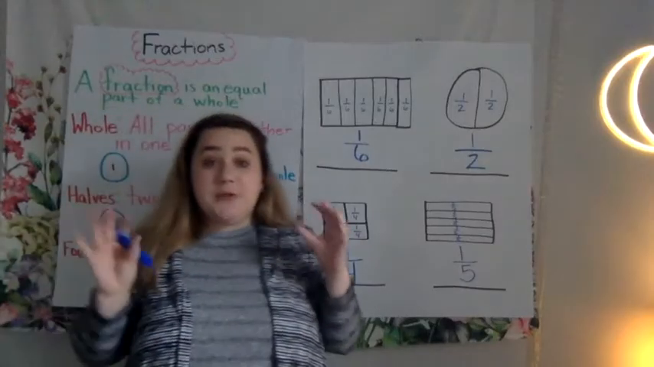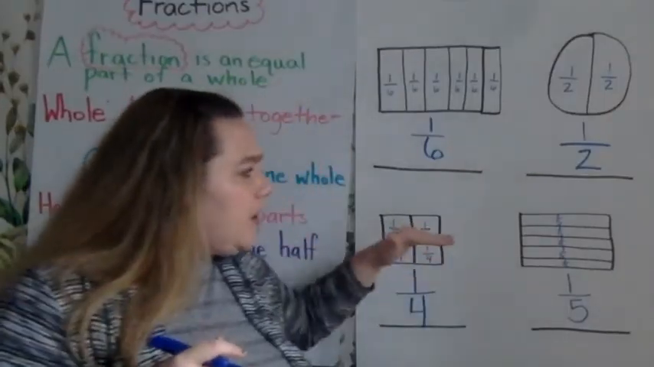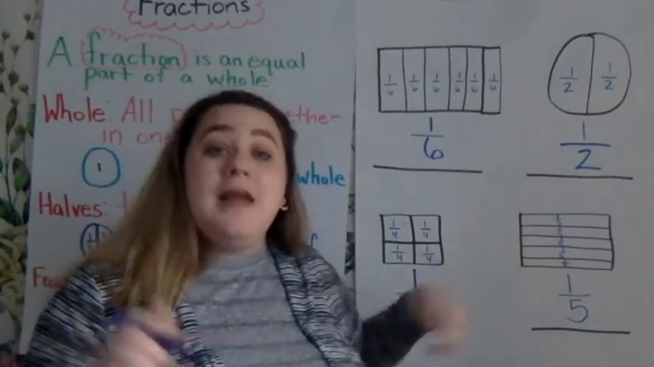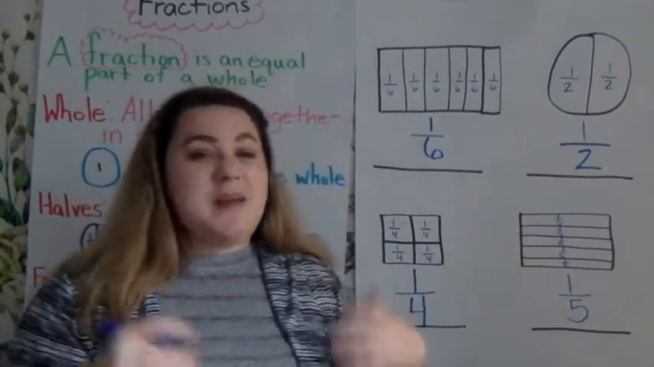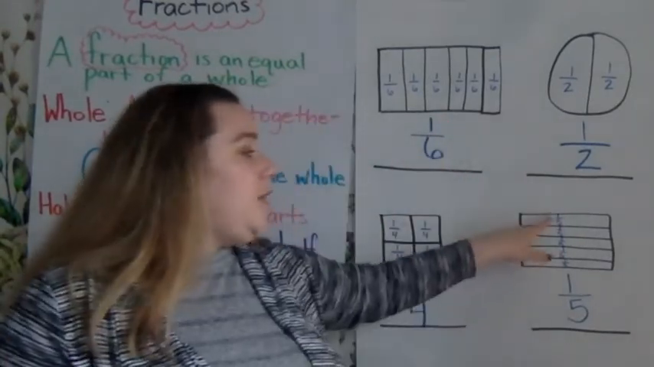Remember, friends, for today's exit ticket, all you really need to figure out is how many equal parts of the shape there are. That's the number that goes on bottom. And for right now, we just want to know what one part is. So 1 will be on top.